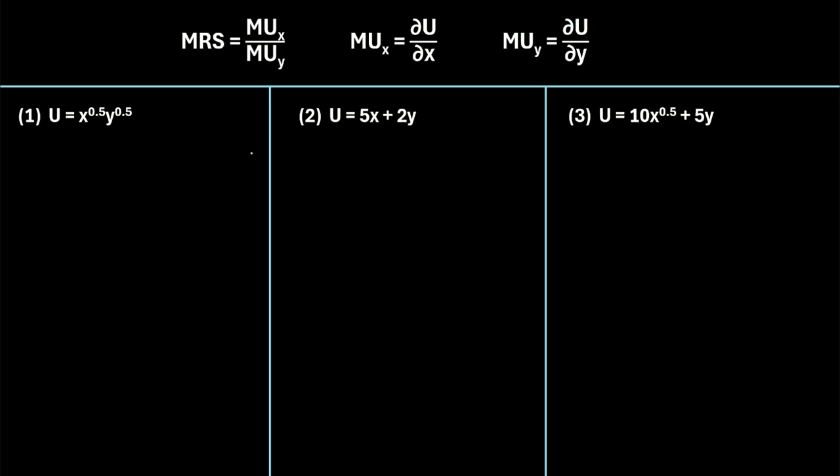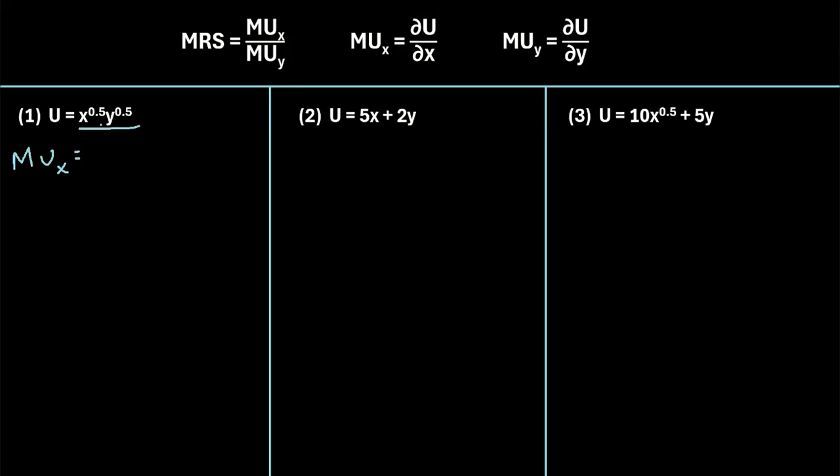So I have three different utility functions here. I'm going to show how to calculate the marginal rate of substitution for each of these utility functions. Let's start with our first example. We have the utility function u is equal to x to the 0.5 times y to the 0.5. All we have to do is calculate the marginal utility of x and the marginal utility of y, and then take the ratio of those two. Let's start with the marginal utility of x. Remember, that's just the derivative of this utility function with respect to x.